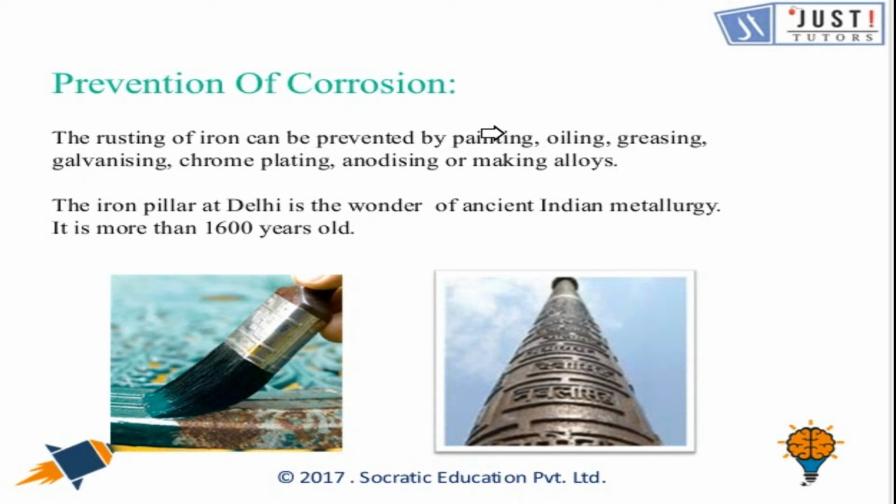Now, what can we do to prevent this corrosion? We can use methods like painting, oiling, greasing, galvanizing, chrome plating, anodizing, and making alloys. Galvanization is an industrial process, a method of protecting steel and iron from rusting by coating them with a thin layer of zinc.